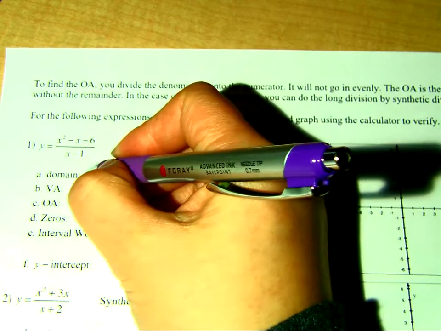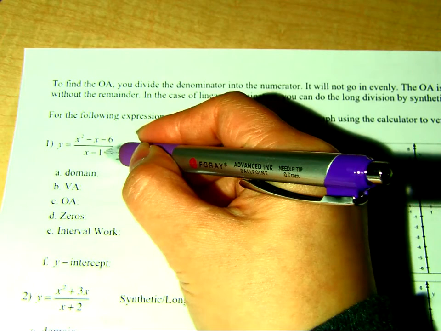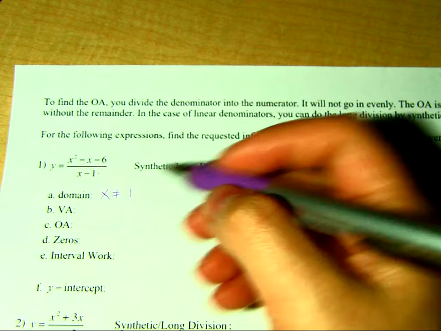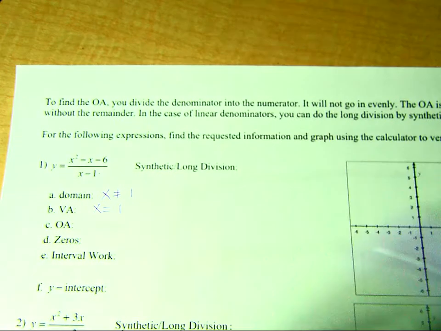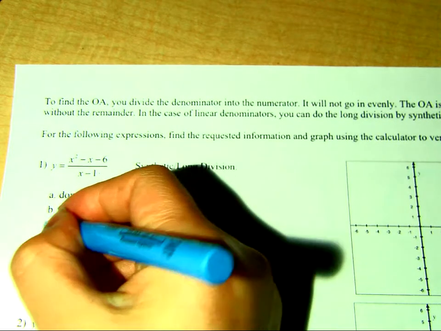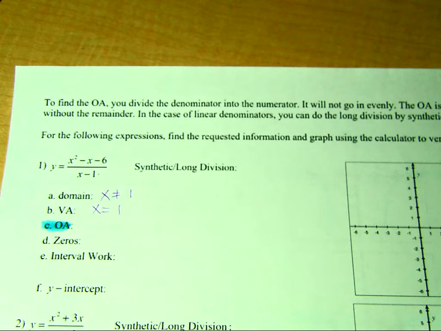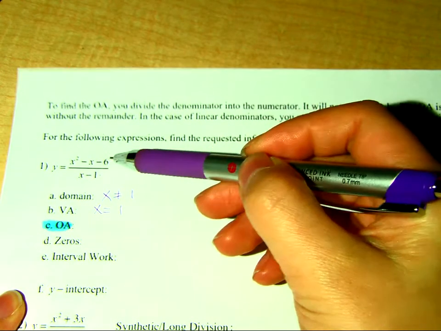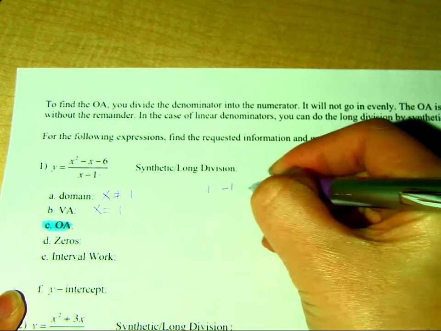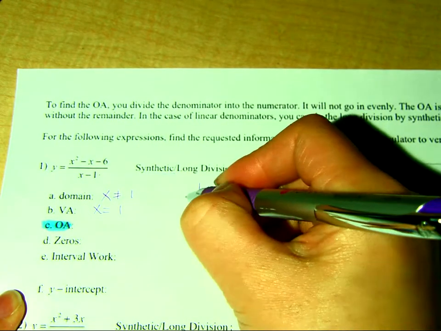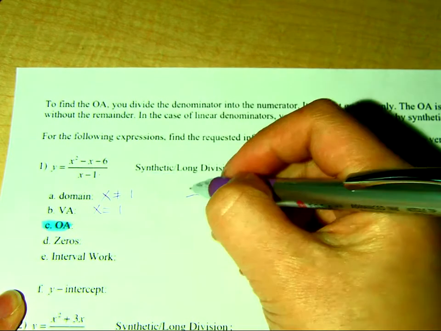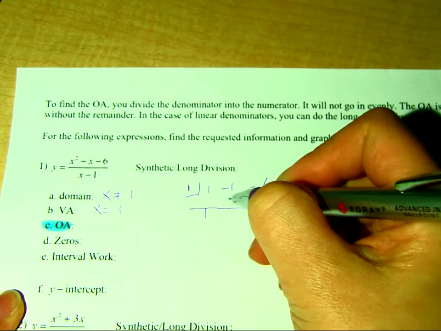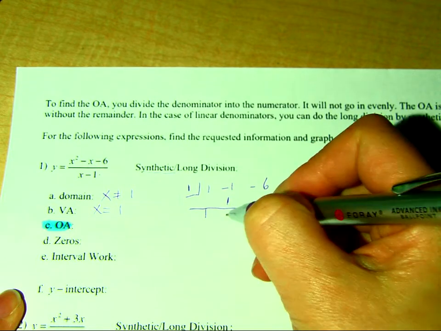So first, domain. We're doing the same thing. We set the denominator not equal to 0. That means x is not equal to 1. And the VA is x equal to 1. Okay, OA. The only difference is OA. How do we find the OA? We do synthetic division. We use the coefficients here, which are 1, -1, -6, and then we divide by this denominator, which will be 1. We bring this 1 down. Multiply is 1. And the plus will be 0.